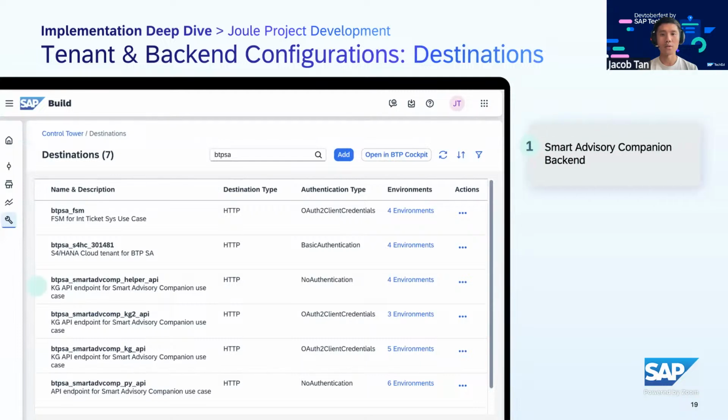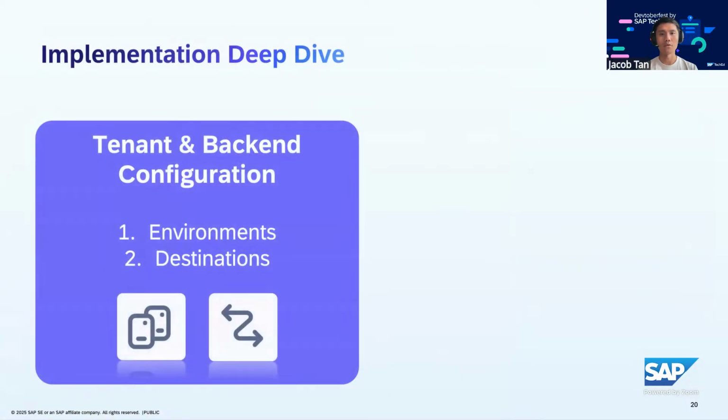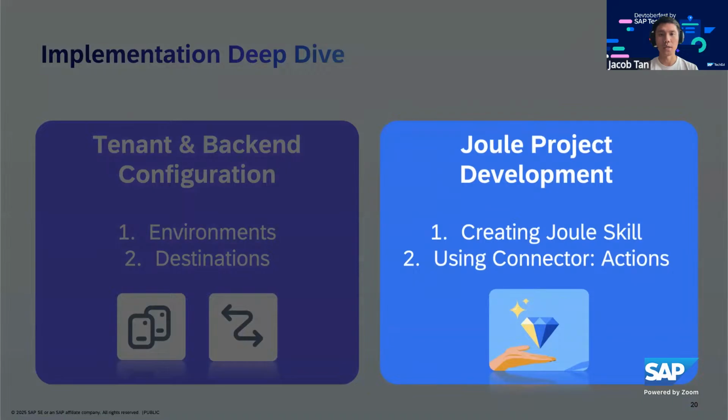So earlier we have seen how a destination can be added from BTP into Joule Studio. And here is just a snapshot of the defined system endpoints in Joule Studio, such as the different APIs. So that's about it for now to configure the tenant and the backend of Joule Studio. Next we will focus on the Joule project development, where we will show you the step-by-step breakdown on how we can create a Joule skill for development and testing purposes.